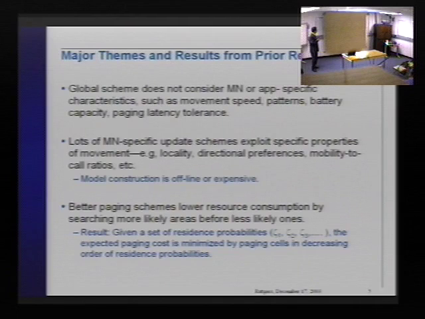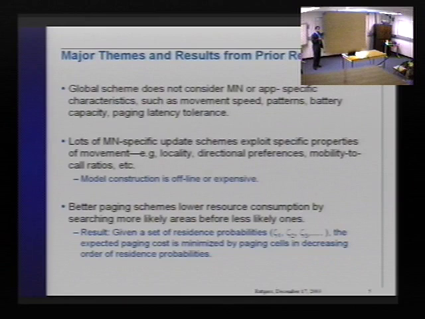Now there were lots of event-specific update schemes that exploit specific properties like location and directional preferences, like the updates where you specify a velocity and then if you don't change, you don't report, dead reckoning type schemes. Or then you have schemes that exploit specific mobility to call ratios, patterns of that. But in all of those, you have to construct a model. You don't know the model ahead of time. So there's a lot of signaling and learning that happens offline, and the model construction is expensive.